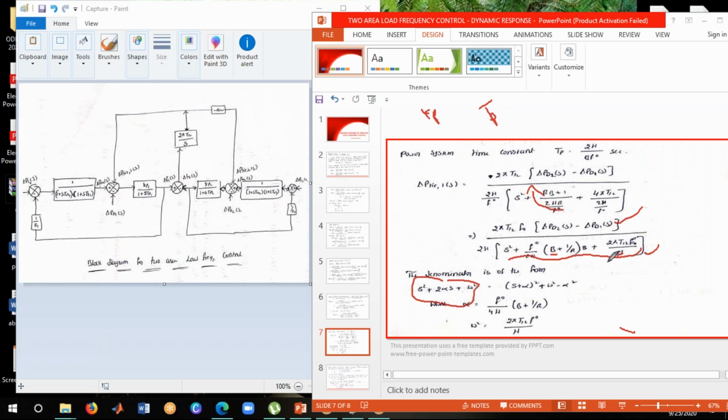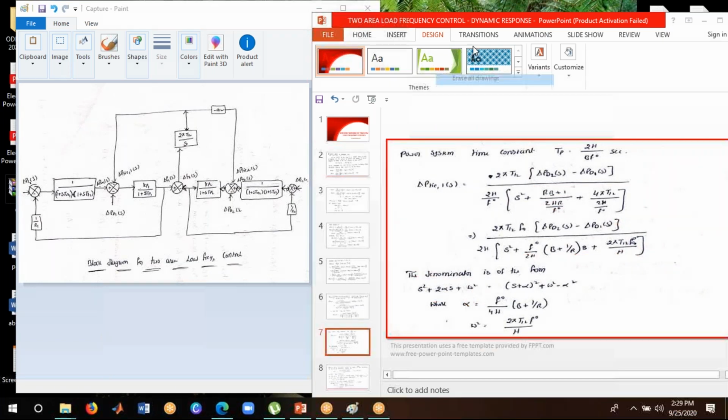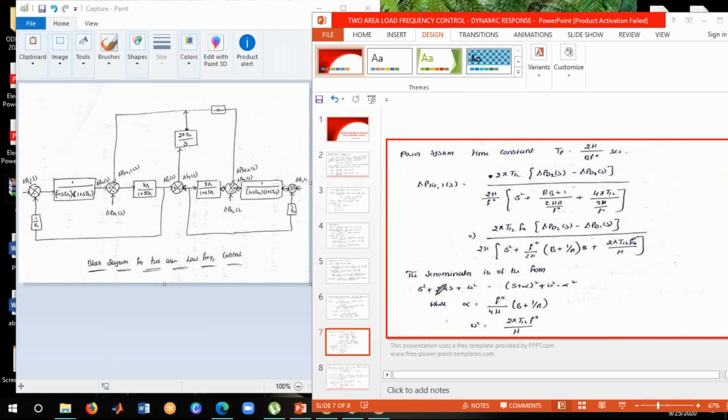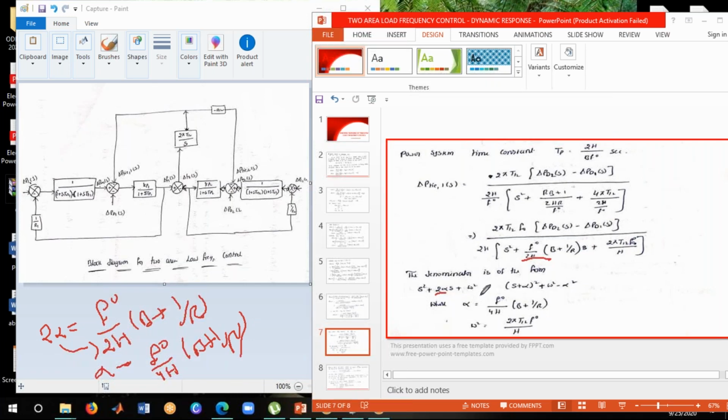Now this equation should be compared with s square plus 2 alpha s plus omega square. In this equation, alpha we can write as F naught divided by 4H. So I am equating this equation to these two. Instead of 2 alpha we can write this, so 2 alpha is equal to F naught divided by 2H into B plus 1 by R. Now I need only the alpha value. This 2 will come here. So alpha is equal to F naught divided by 4H into B plus 1 by R. Now this is the alpha value. Now you need to find the omega value. Omega square is equal to 2 pi T12 F naught by H.